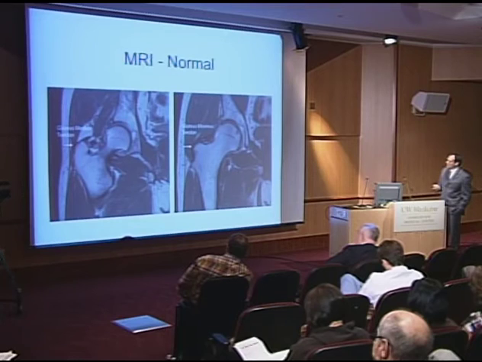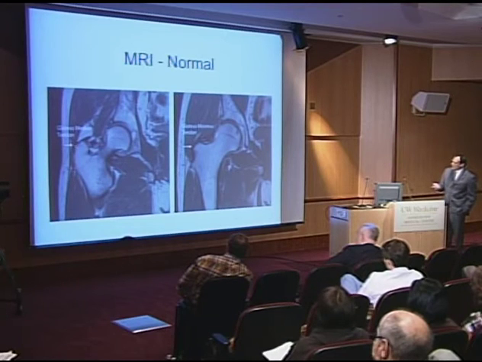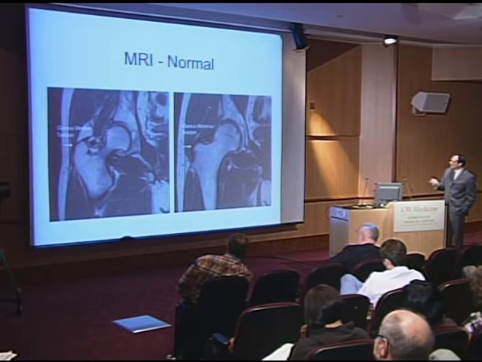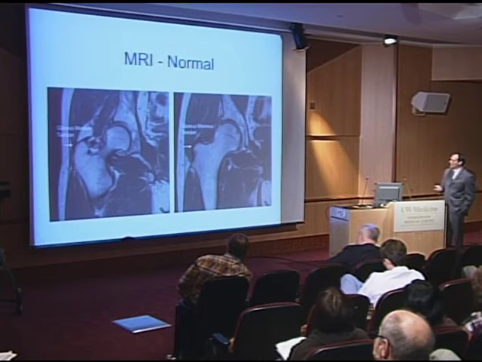So, MRI. Basically, posteriorly you can see the gluteus medius tendon, which should be a homogeneous black area. Same thing with the minimus. You can see the boundary between the minimus and the medius here, more anterior on your coronal slices.